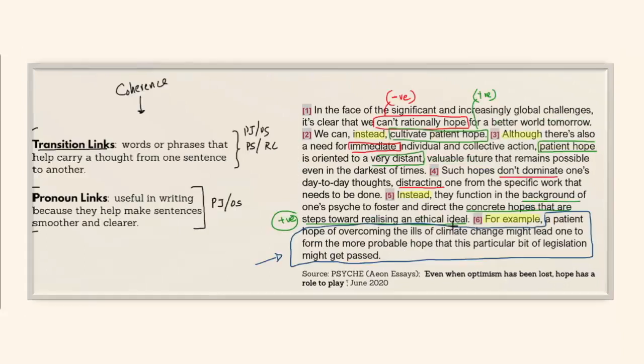We also learned in that lesson about transition links, words and phrases that help carry the idea. In this particular lesson, we learned, for example, "here," "although," "instead," "for example." These are all transition links, and I've already told you in that lesson that they are going to help us in paragraph jumble. Pronoun links, "it," "they," "them," and so on, are also going to help us in understanding paragraph jumble.